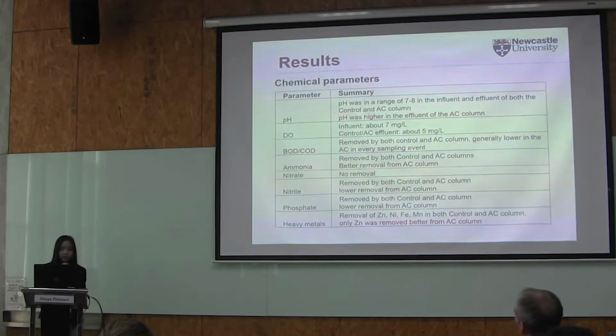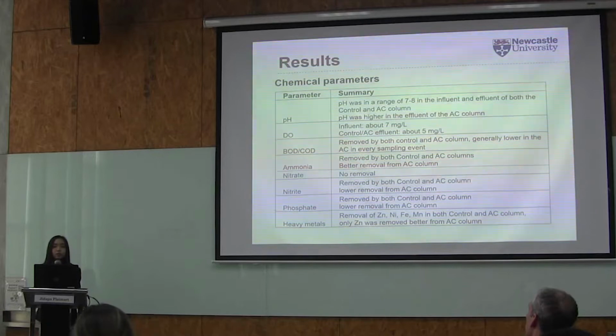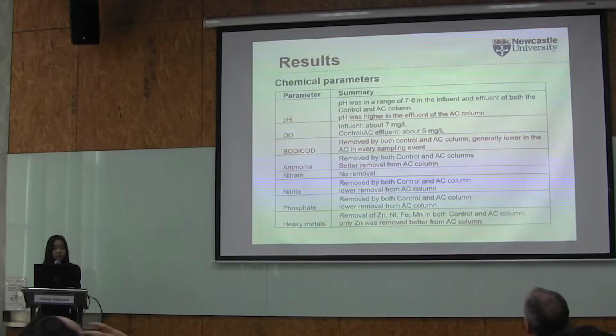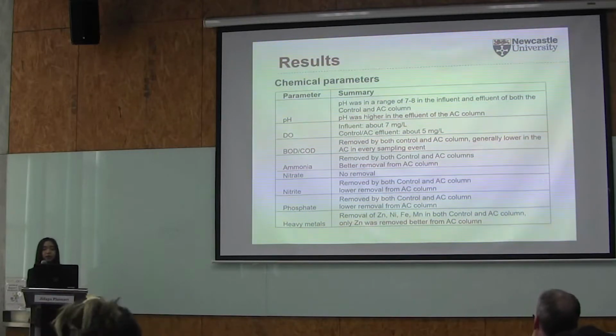Moving on to the results. Many people here have discussed chemical data, so I'd like to just briefly summarize my chemical data here in one table, and we'll focus more on the microbial data. So among the parameters measured, it was found that pH was higher in the effluent of the AC amended column. BOD and COD were removed by both control and AC columns, and generally lower in the AC in every sampling event. Ammonia and zinc were also removed by both columns, but more in the AC amended column than the control.